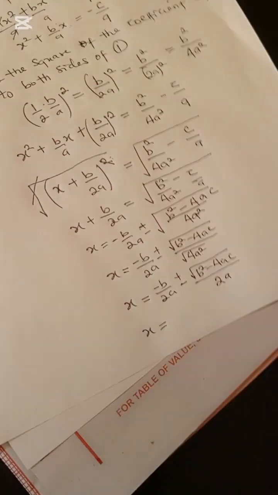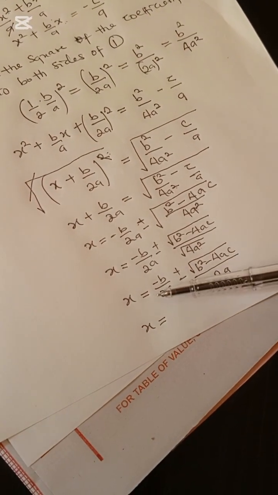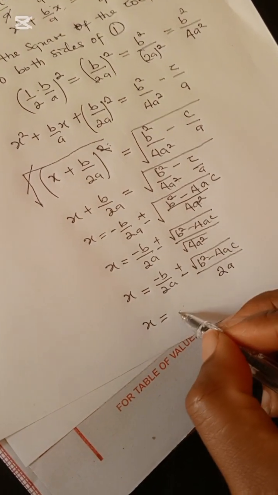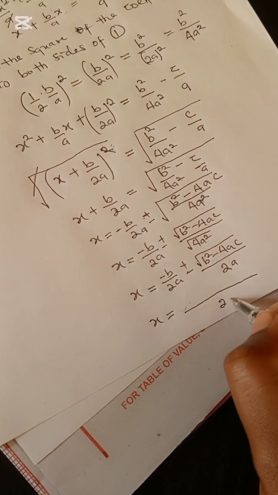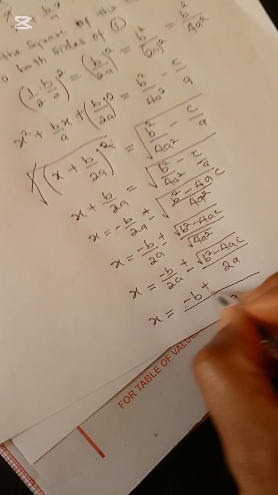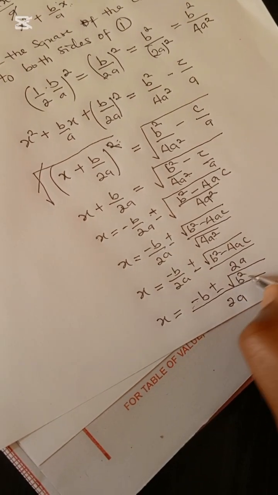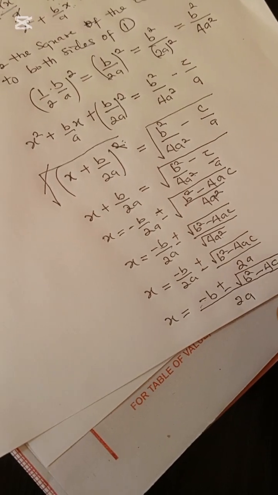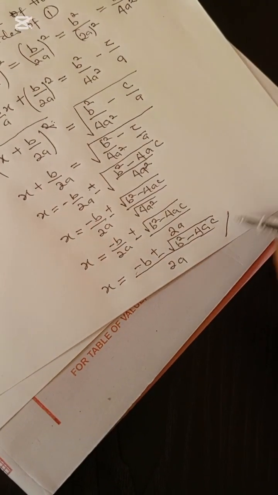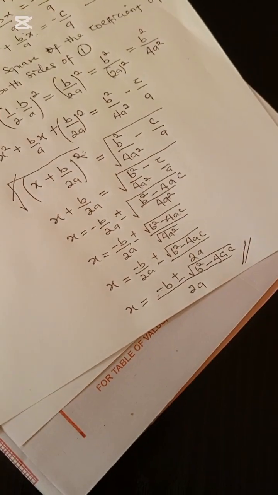So x is equal to, now when you're adding or subtracting two fractions with the same denominator, you pick one denominator. So we're picking 2a, having minus b plus or minus the square root of b squared minus 4ac. And this is the general solution of a quadratic equation.